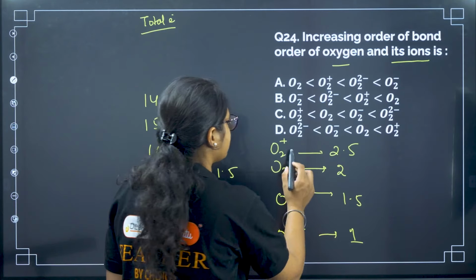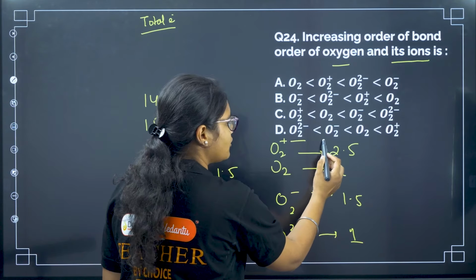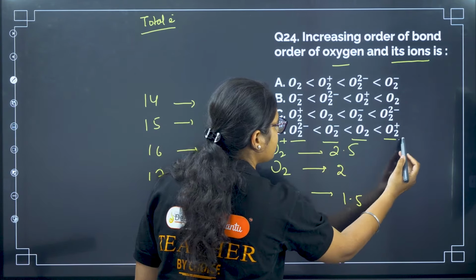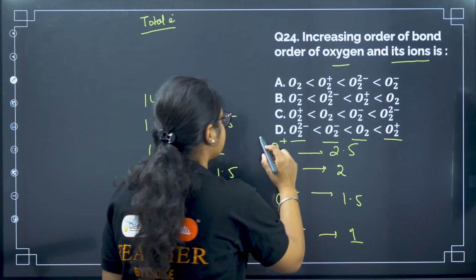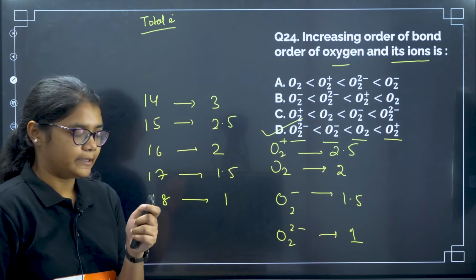So if we see now, O2 2 minus will have the least bond order, then O2 minus, then O2, and then O2 plus. So the correct answer for this question will be option number D.